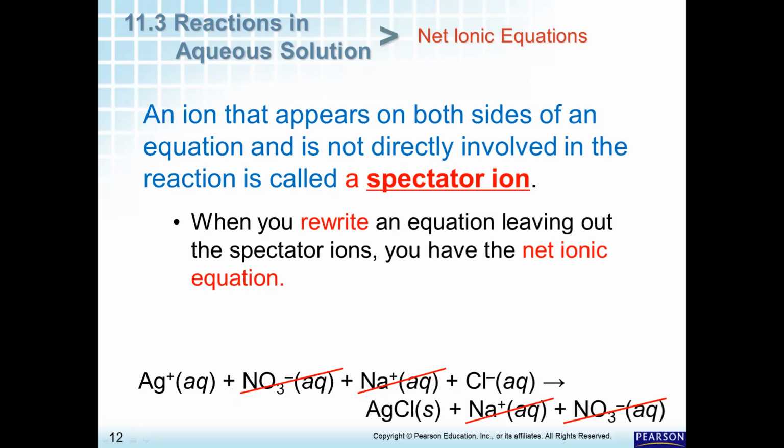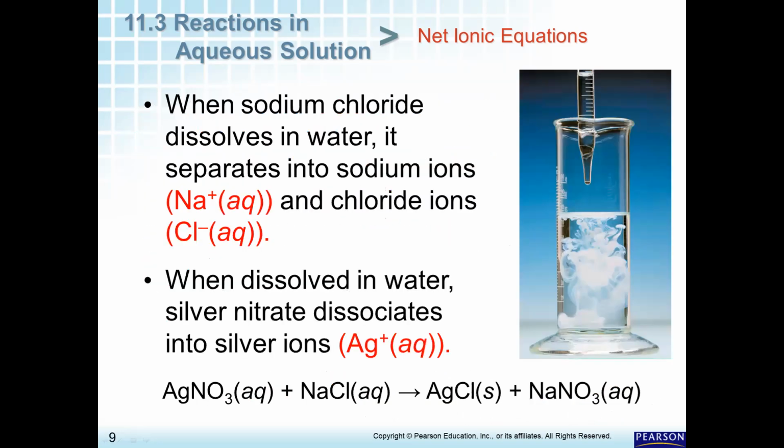Let's go back to the definition of spectator ions again. You have to look at the wording. The one that appears on both sides, and the second part is even more important: the one which is not directly involved in the chemical reaction. What is the purpose of this whole thing? Let's go back to this equation here. The idea here is to form AgCl, to prepare AgCl.